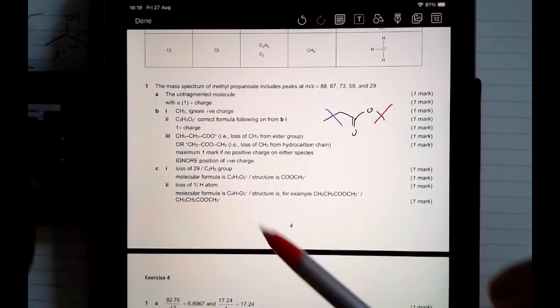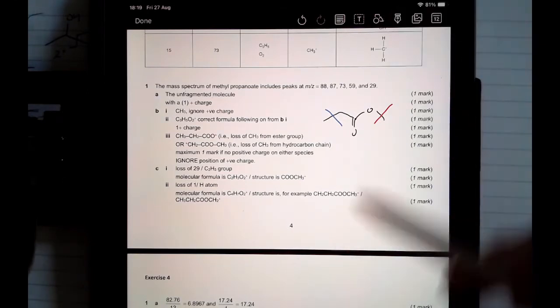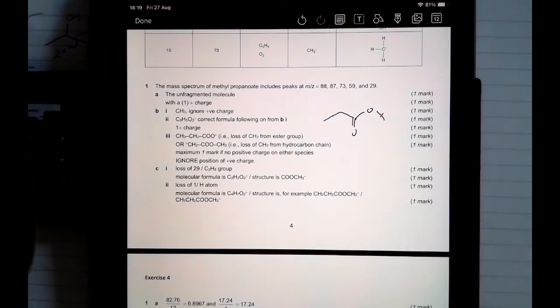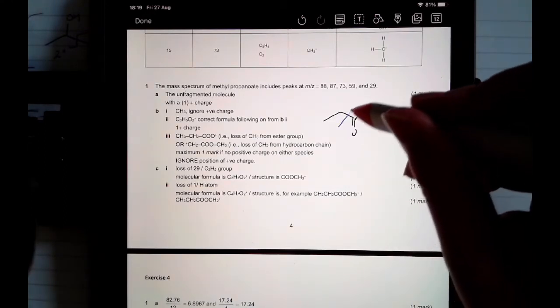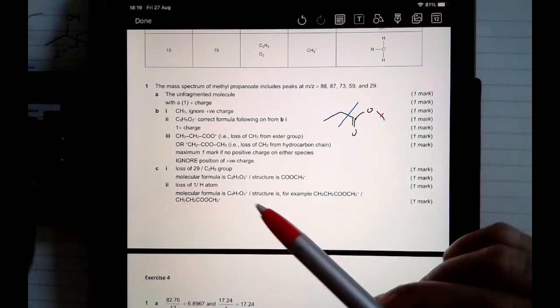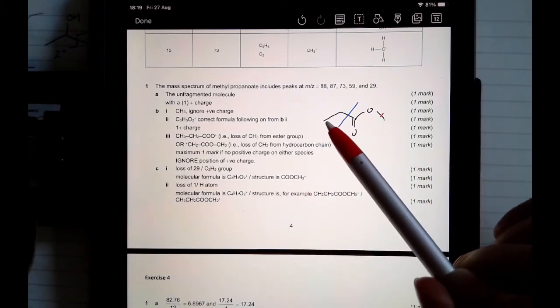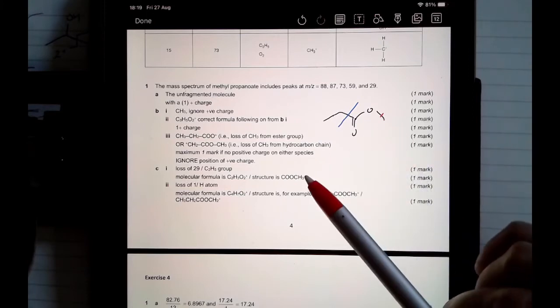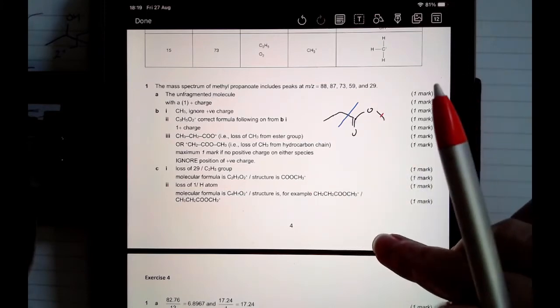29 is typically a C2H5 group. And if I edit this slightly, I will see that I am able to lose that C2H5 group. So that is plausible. Once I lose the C2H5, I'm left with a COOCH3, which is what they've got here, remembering to put that positive charge.